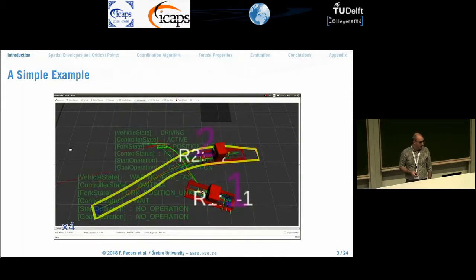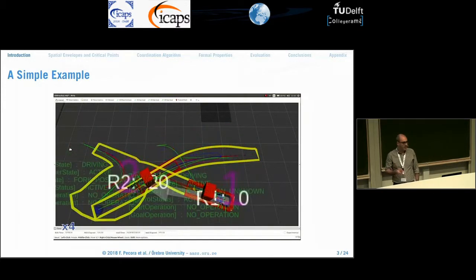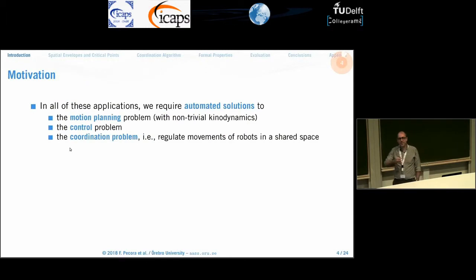Okay? So in essence what we're interested in here is the minimum common denominator between all these application scenarios. We're interested in finding automated solutions to the motion planning problem, that is the problem of finding paths for robots with non-trivial kinodynamics, the control problem, the problem of synthesizing control actions that bring about the execution of these trajectories, and of course, last but not least, the coordination problem. That is the problem of regulating movements of these robots in a shared space.